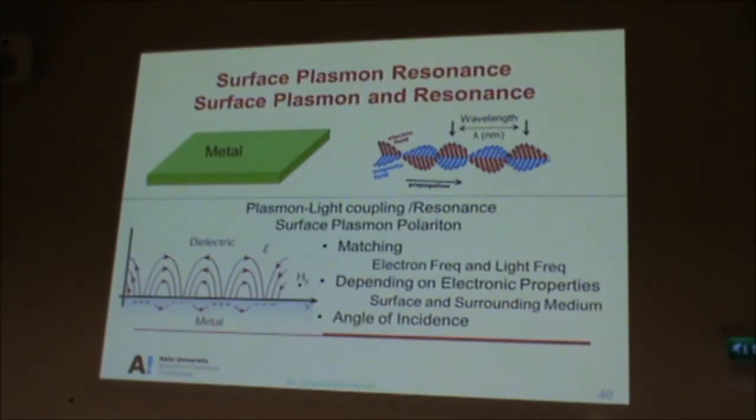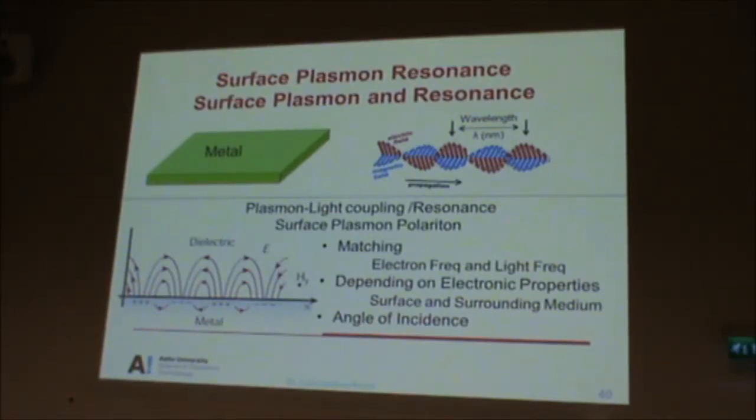Now, the electric field of the light wave couples with the wave of the electron, and if the frequencies match, then they undergo excitation. Depending on the electronic property, which depends on the metal that we choose, on the surface and the surroundings, whether it is air, water, or something else, and also on the angle at which the light is incident, the degree at which the light couples with the metal depends on all these factors.